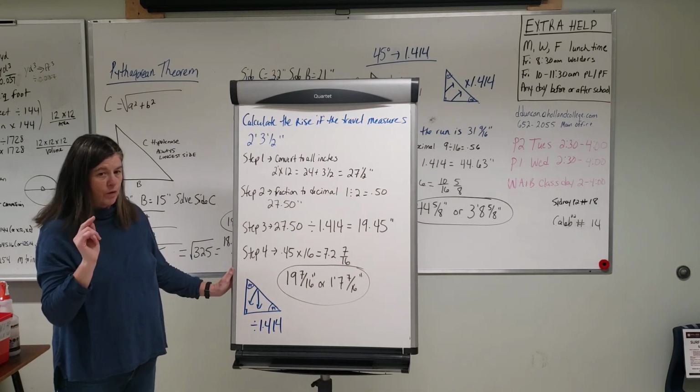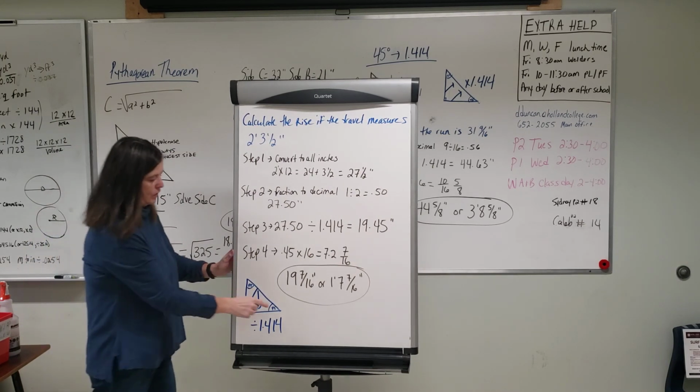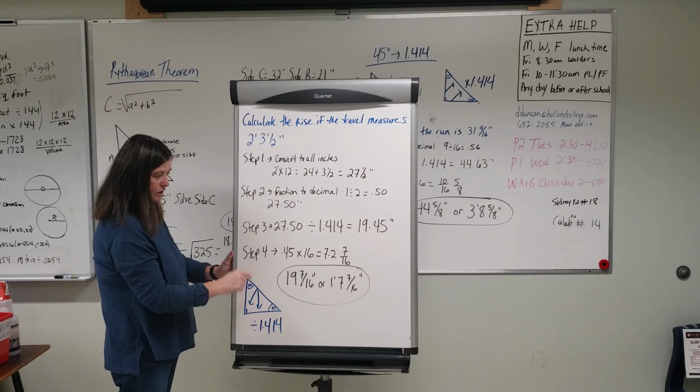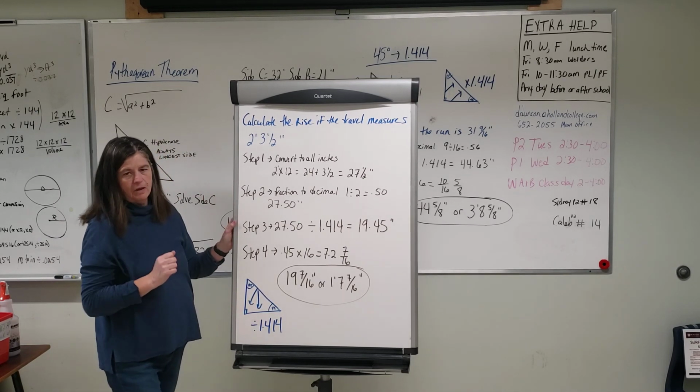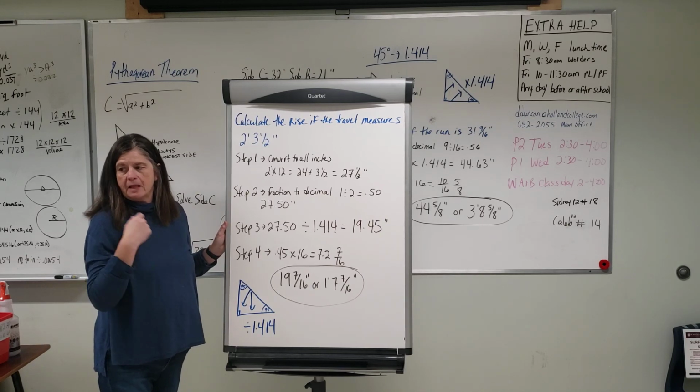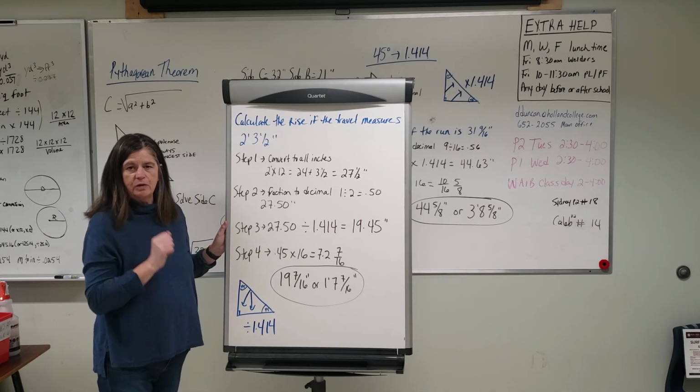Okay, so that 1.414 is very important. When you're given the longest side and you're looking for the other side, you divide. When you're looking for the longest side, you multiply. In the next class video, I'll have a few sample problems for you.